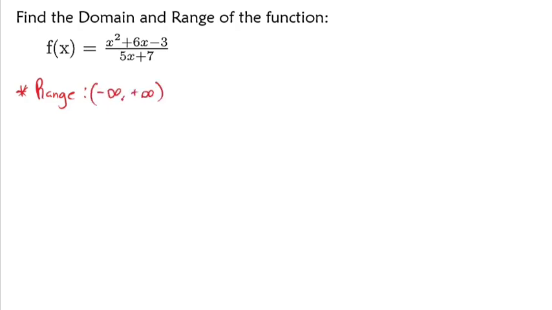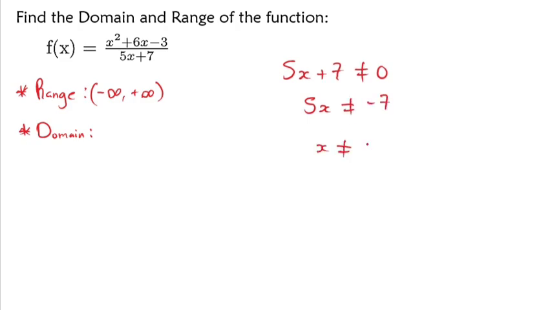The key for this fraction is the domain, because for the domain you cannot have a 0 in the denominator, because this won't be valid. So this means that the denominator cannot be 0. If that's the case, this means that 5x cannot equal negative 7. Then x cannot equal negative 7 over 5. So equate that 5x plus 7 to 0.